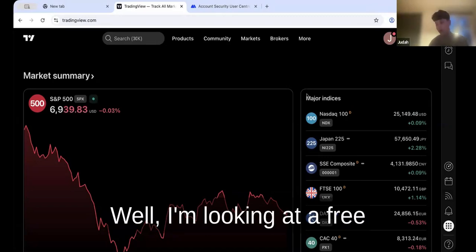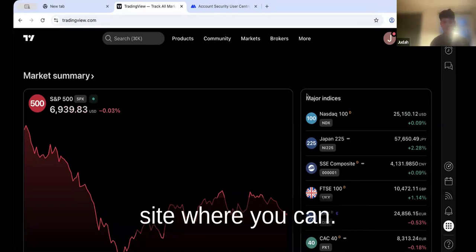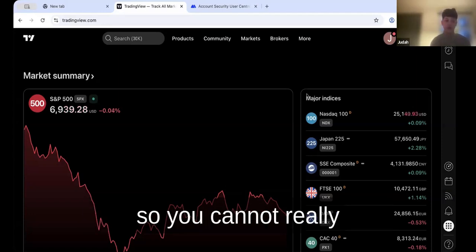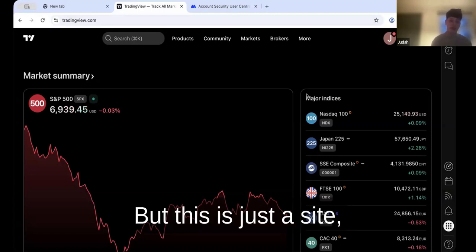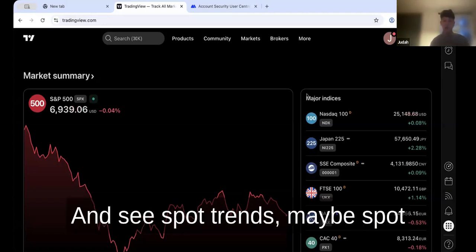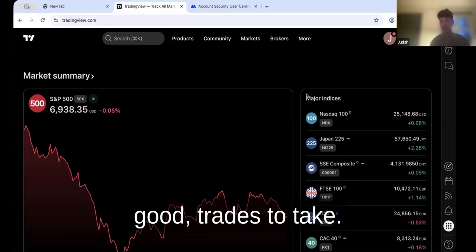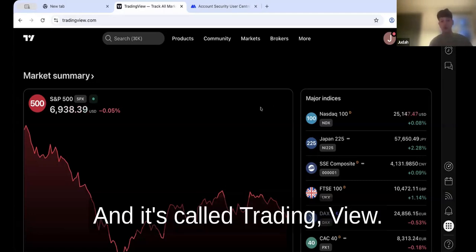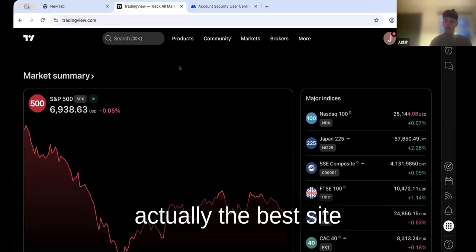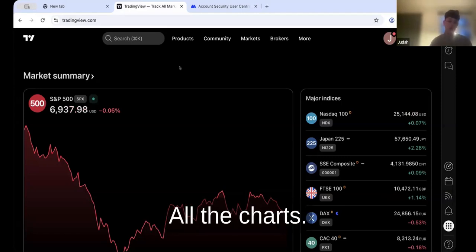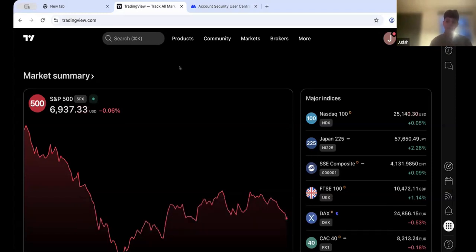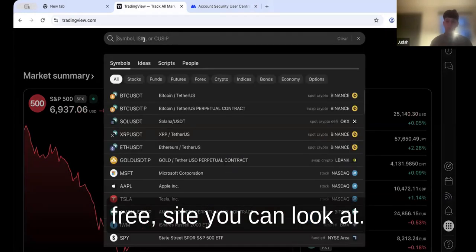Well, I'm looking at a free site where you can look at charts. It's not a trading site, so you cannot really put money on a trade. But this is just a site where you can look at the charts and see spot trends, maybe spot good trades to take. It's called TradingView, and it's free. And it's actually the best site to look at all the charts. They almost have every asset, and it's a pretty good free site you can look at.